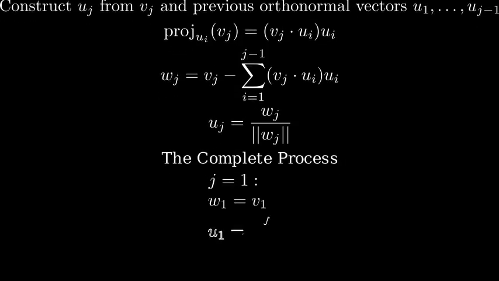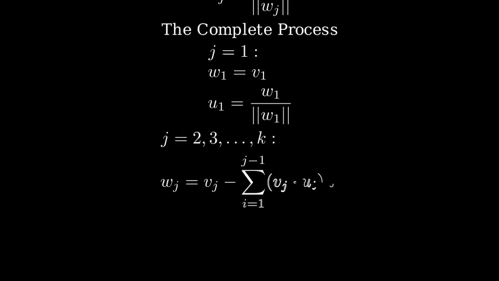For the first vector, there are no previous vectors to subtract, so w_1 is just v_1. We then normalize it to get u_1. For each subsequent vector j from 2 up to k, we first compute w_j by subtracting all projections onto previous orthonormal vectors, and then normalize to get u_j.